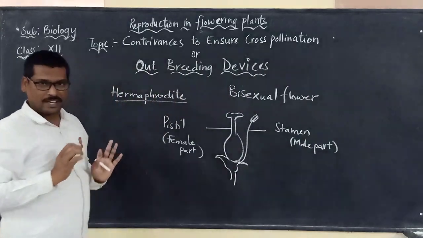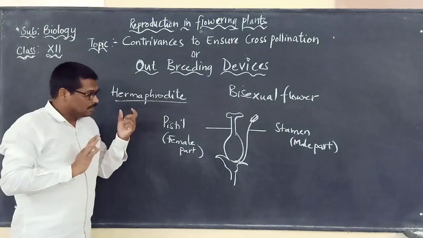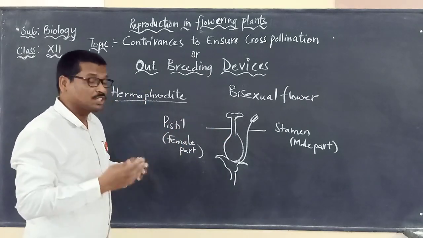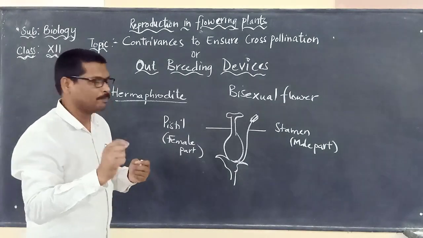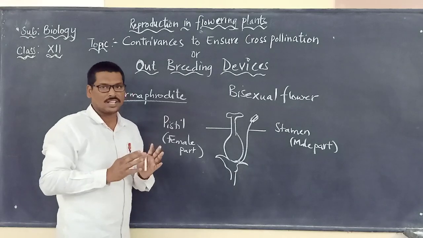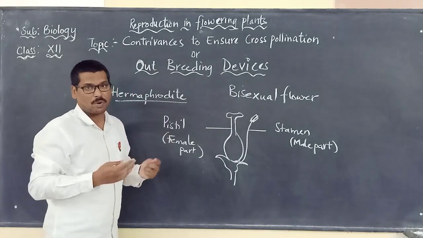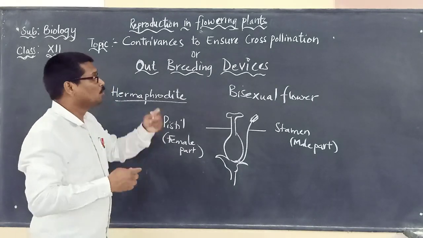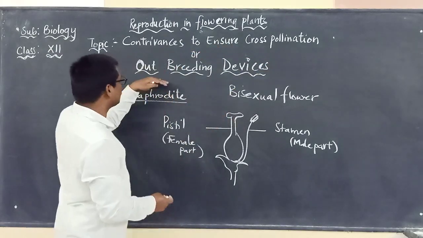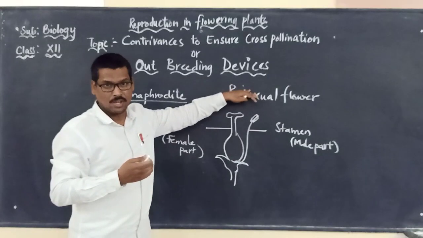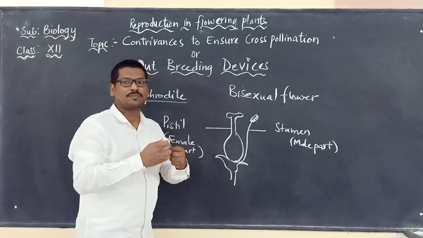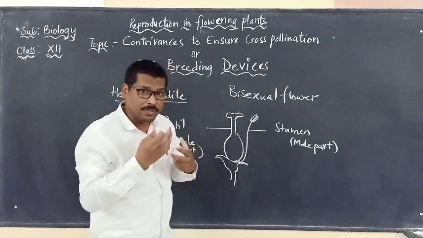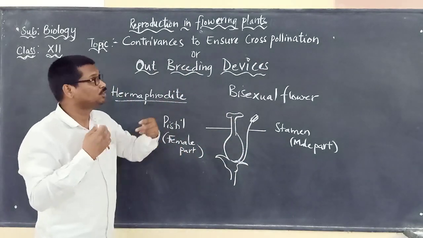In outbreeding devices, what we are going to understand is that flowers which have both the stamen and the pistil do not give much preference to undergoing self-pollination. They will not show much interest in it. They will adapt certain characteristics only to promote cross-pollination, which we study as outbreeding devices. Most of the time bisexual flowers will not go for self-pollination; they will prefer cross-pollination.